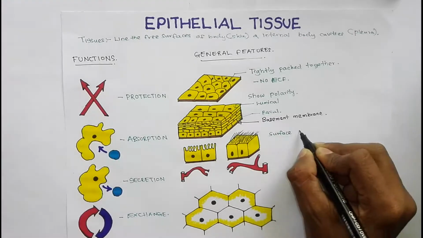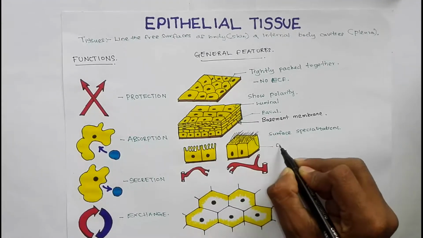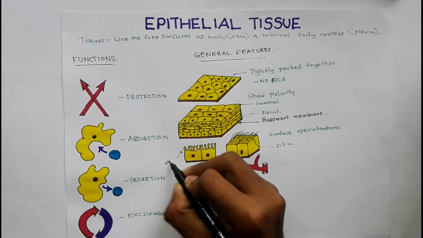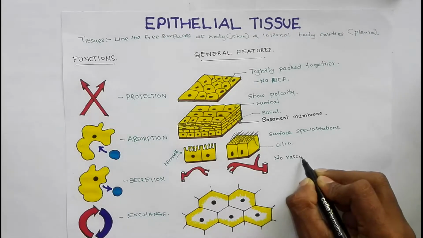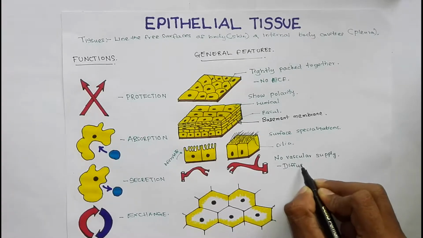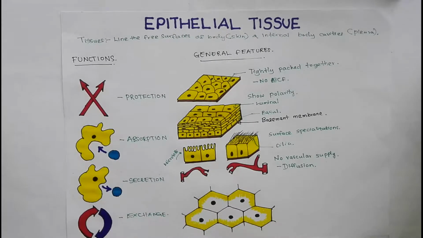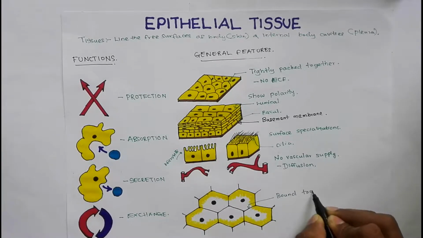Some luminal cells contain surface specializations such as cilia and microvilli. There is no vascular supply to the epithelial tissue. Nutrients and oxygen diffuse through the basement membrane into the cells, and the cells are bound together by cellular junctions.